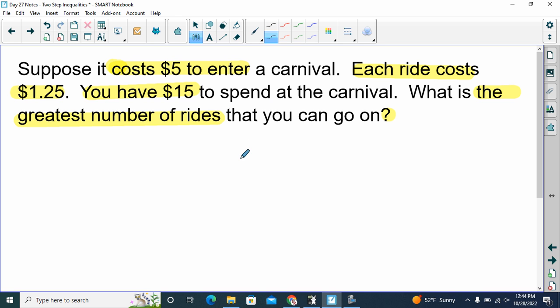Like we did on the previous problem, let's start out with kind of just a words inequality. We have 15 total dollars to spend. So we want to compare money spent to 15. Think about for a minute which one of these needs to be bigger. Well, money spent can't be bigger than 15. I can't spend $16. I have to spend less than or equal to. I could spend all $15.